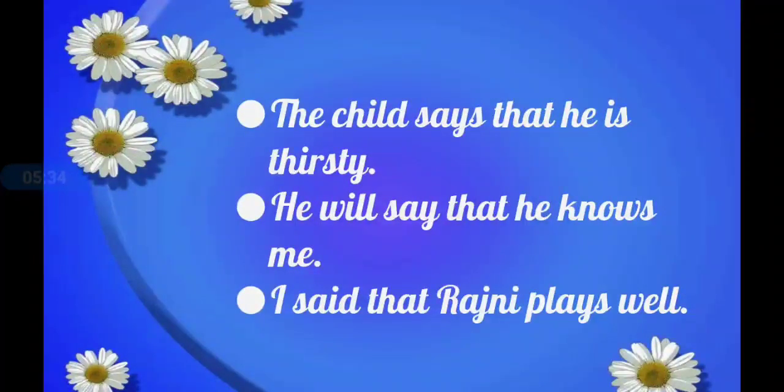Let's see some examples. The child says that he is thirsty. We won't see any quotation marks here or reporting verb, comma, nothing. This is called indirect speech. He will say that he knows me. I said that Ranji plays well. So if I am telling the same words of the speaker, then it is called direct speech. But if I am telling in my own words, it is called indirect speech.